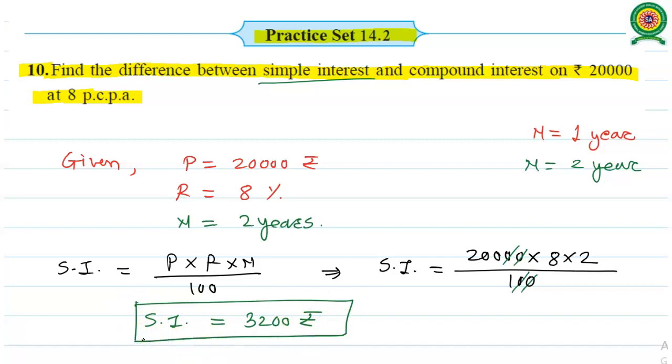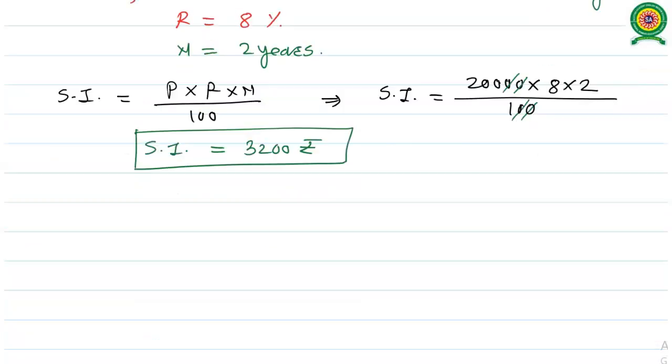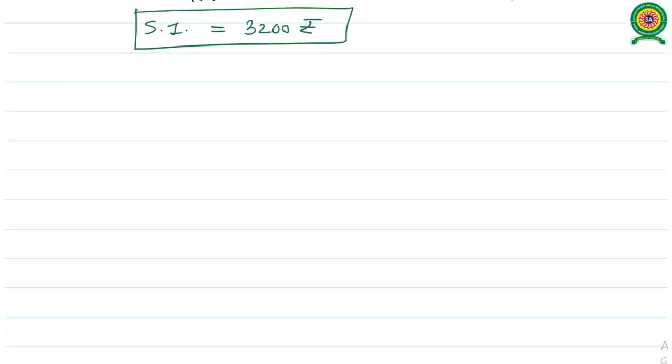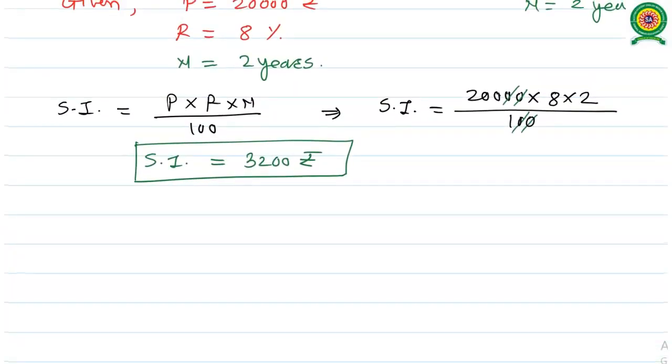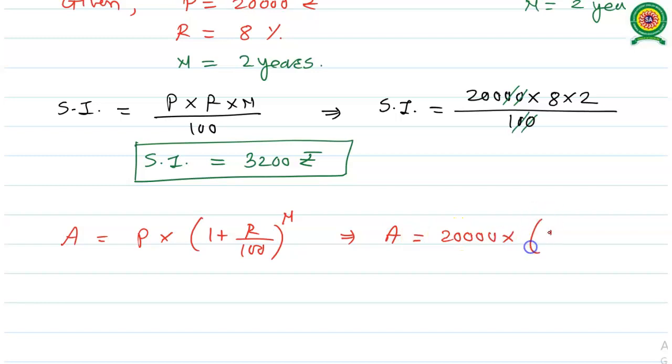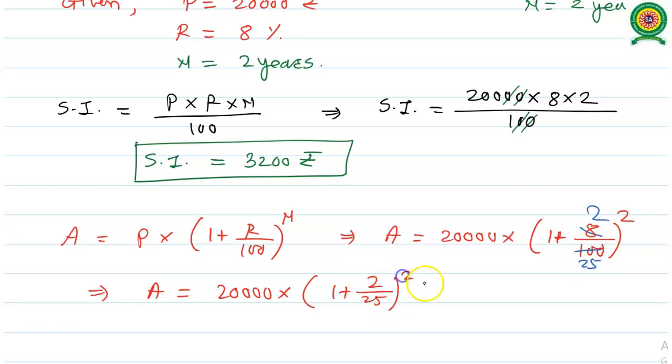Now let's evaluate the value of compound interest. For that we first evaluate the amount, which is compounded annually, as per the compound interest formula: P into (1 plus R divided by 100) whole to the power n. So the value of A equals the principal 20,000 rupees, (1 plus 8 divided by 100) whole to the power 2. So A becomes 20,000 into (1 plus ...). Now 4 2s are 8 and 25 4s are 100, so that will remain 2 divided by 25, the whole square.